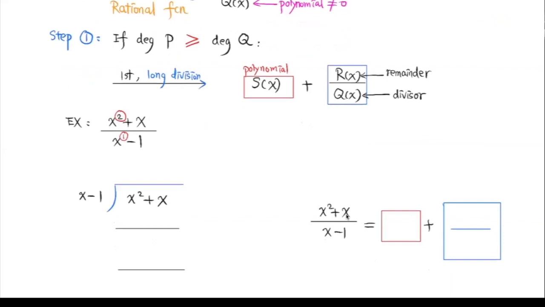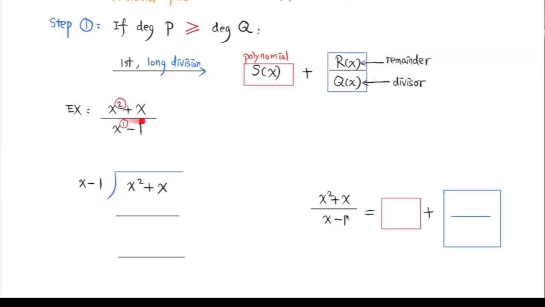Do you guys remember how to do long division? I think in Math 60 and Math 90 we went over long division, but if you don't remember, I'm going to briefly review it. This is a rational function. This is degree 2, this is degree 1. This degree is greater than that one, so we put this down here and the divisor outside. This is the division side.